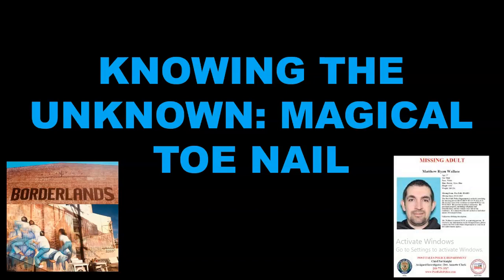In this video, we are going to have a look at how the toenail from a human remain or skeletal remain was used to identify a missing person or an unknown human remain. So this is the title of our presentation, Knowing the Unknown. That's trying to identify or know an unknown body, a magical toenail.